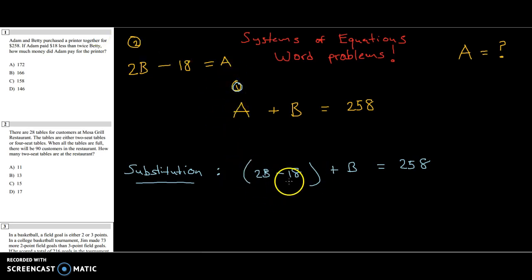But anyways, okay, so we have 2B minus 18 plus B. Well, that just simplifies down to being 3B. Whoops, that was a mistake there. 3B minus 18 is equal to 258. Okay, and then we could solve for B.